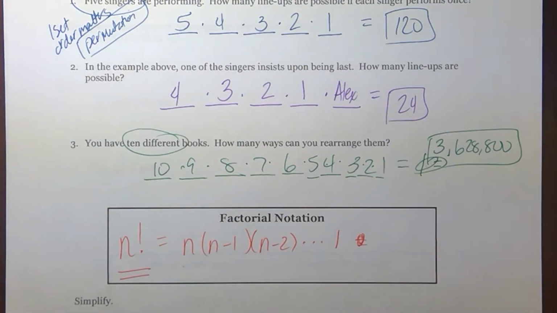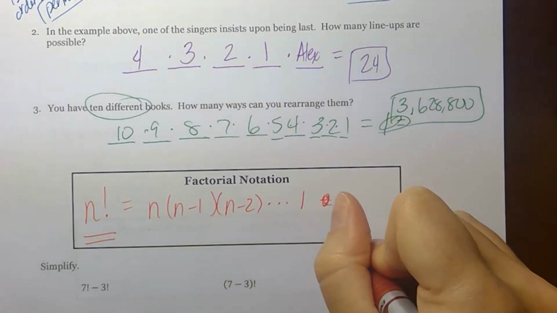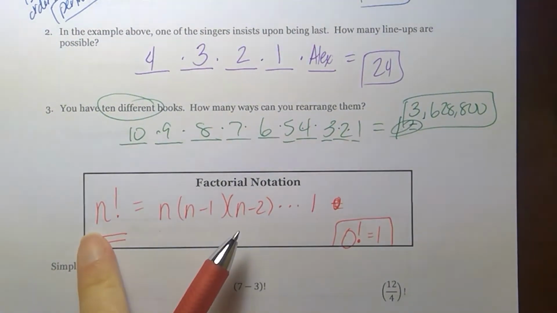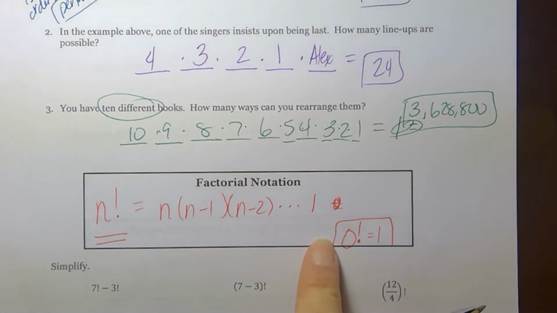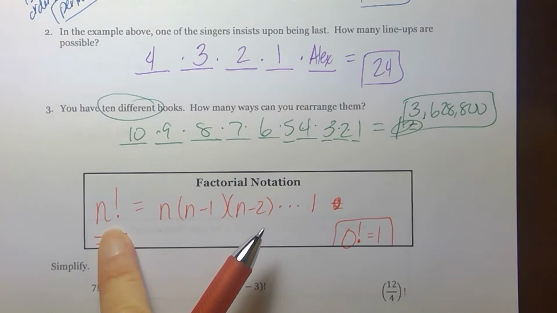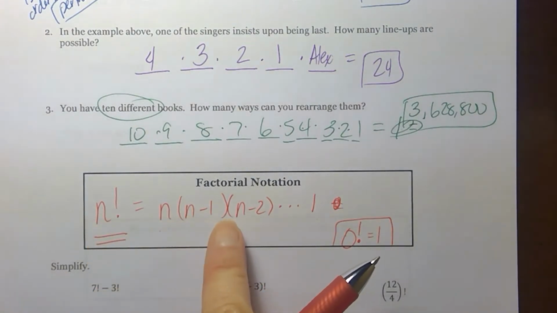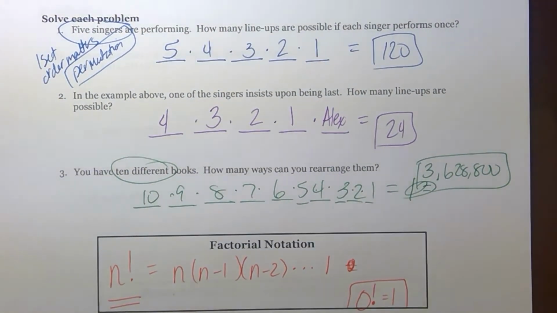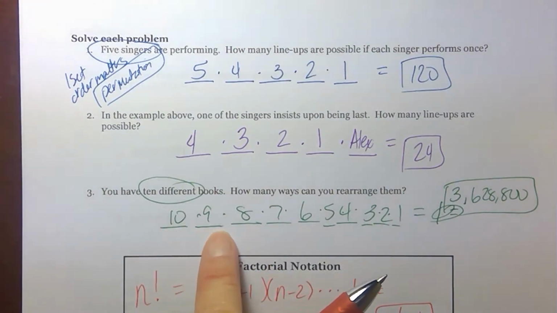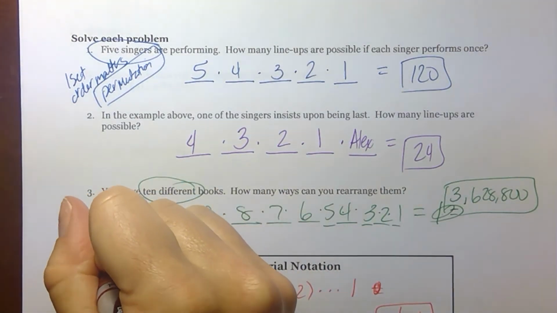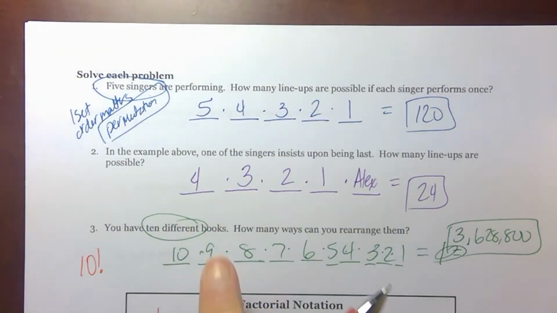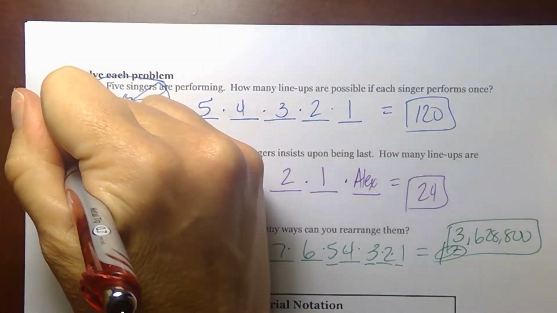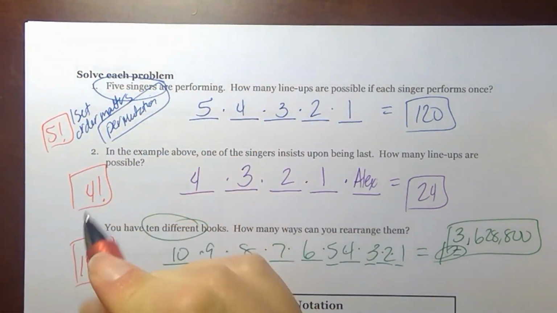Now by definition, I'm going to tell you that 0 factorial is defined as 1. But n factorial would be start with n, multiply your way down to 1. So 12 factorial, I would start with 12, 11, 10, 9, 8, 7, 6, 5, 4, 3, 2, 1. Basically, that's what I've done here, right? I had 10 books. I counted my way down from 10 to 1. That's the same thing as 10 factorial. Here I had 4 factorial, and here I had 5 factorial. So that's the notation. Well, how does that help us?